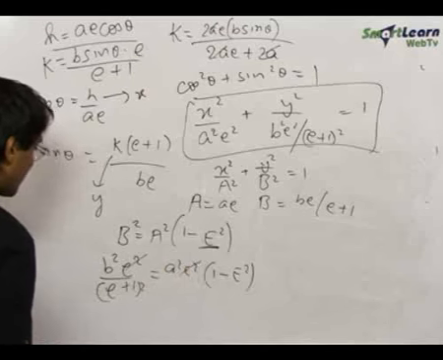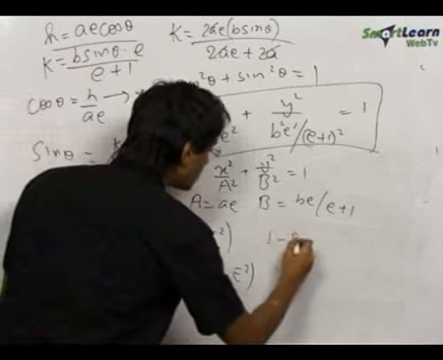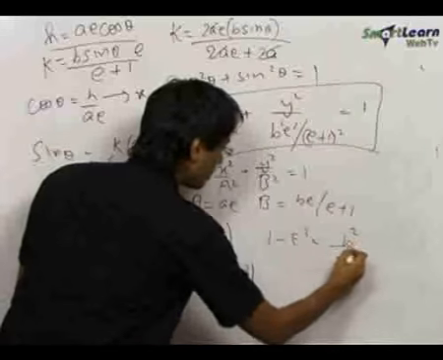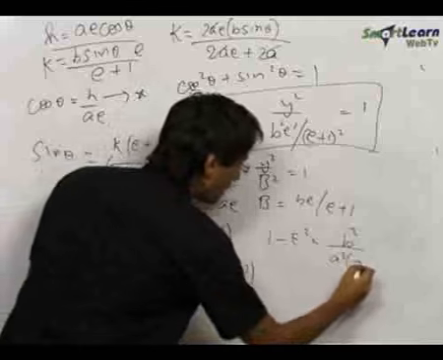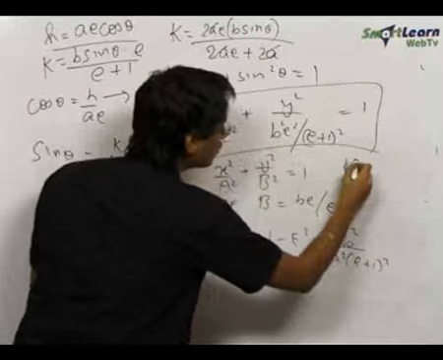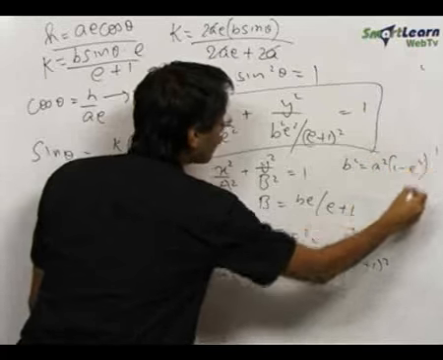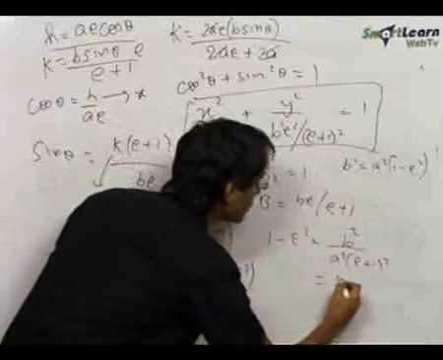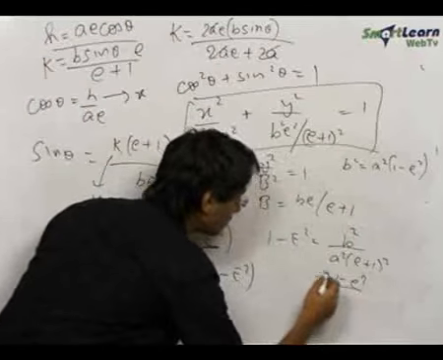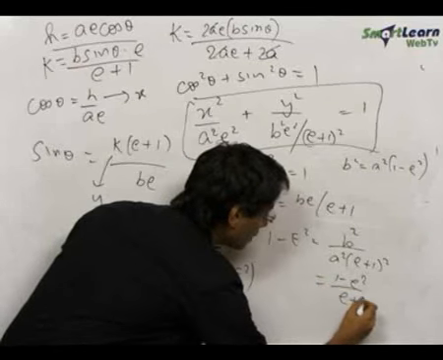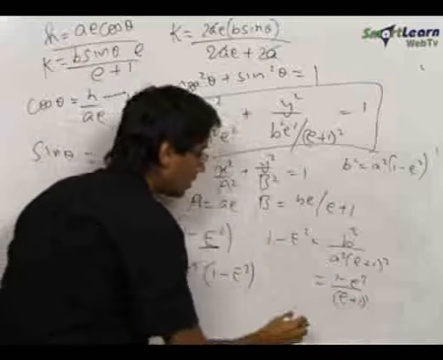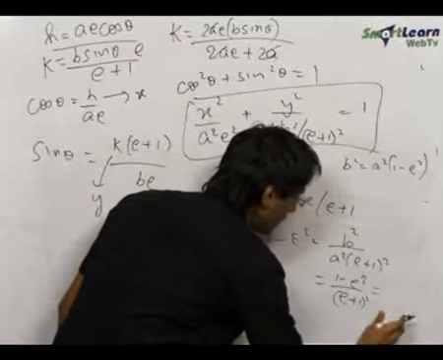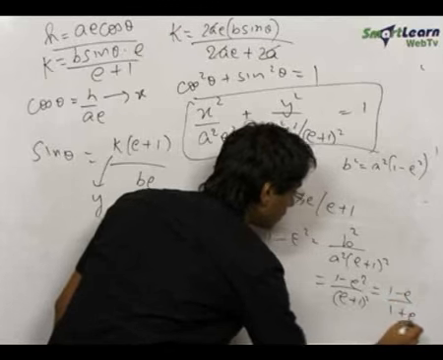This e square and e square get cancelled. So we have 1 minus E square is equal to b square by a square upon (e plus 1) whole square, and we know that b square is equal to a square times (1 minus e square) for the ellipse x square by a square plus y square by b square equal to 1. So putting b square by a square as 1 minus e square, it becomes (1 minus e square) upon (e plus 1) whole square. Cancelling the factor of 1 plus e from the numerator and denominator, we get (1 minus e) upon (1 plus e).